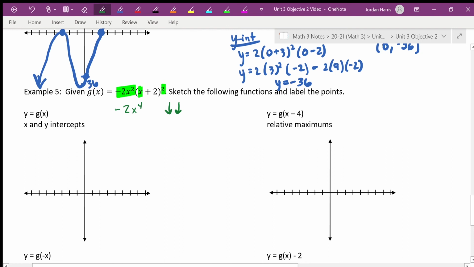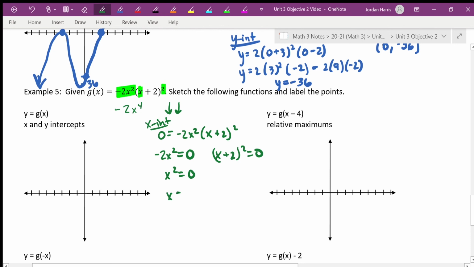My x-intercepts, so I plug in 0 for y. So 0 equals negative 2x squared, x plus 2 squared. Remember, it has an x in the front. We have to set it equal to 0. It's when it's only a number. So I divide by negative 2, and I still get 0. Square root, and I get 0. So I get 0, 0, but pay attention to the power. Multiplicity of 2. This one, I square root both sides. And then subtract 2. So I get negative 2, 0, and multiplicity of 2.